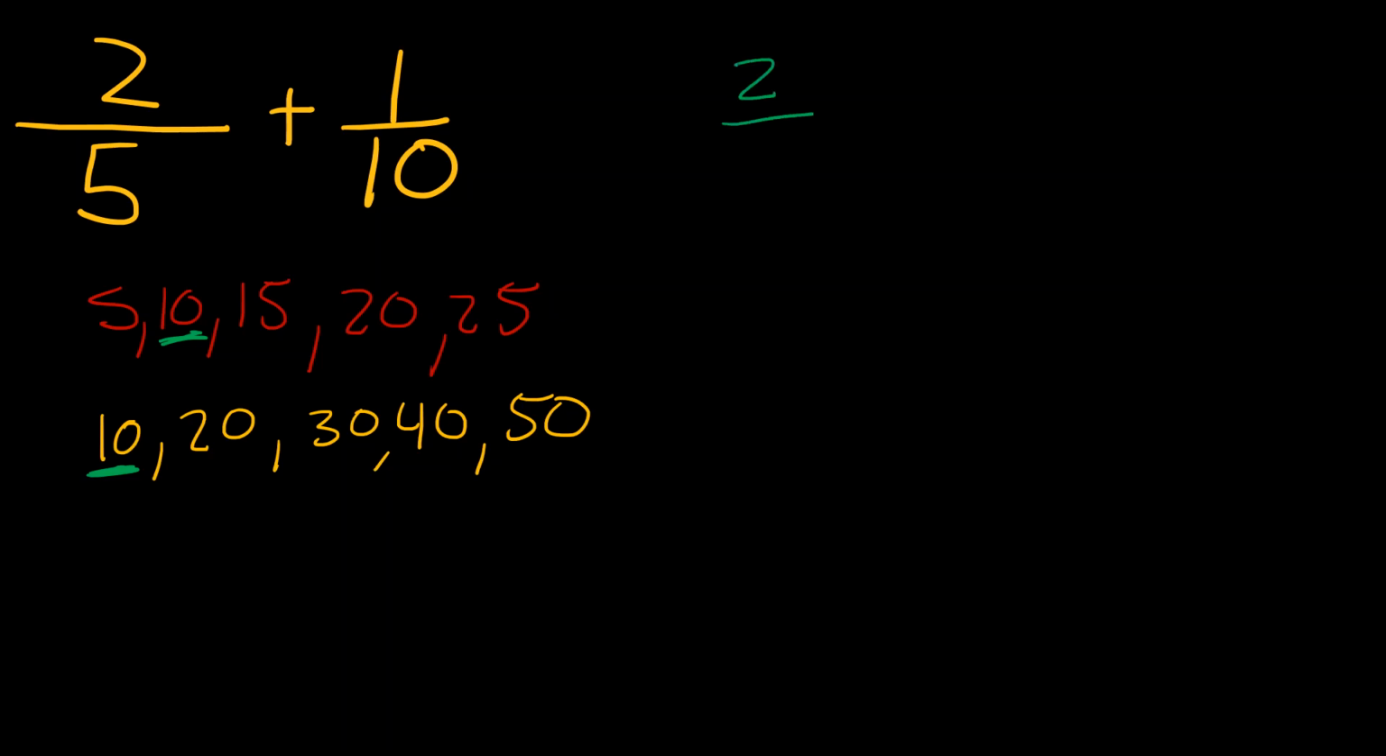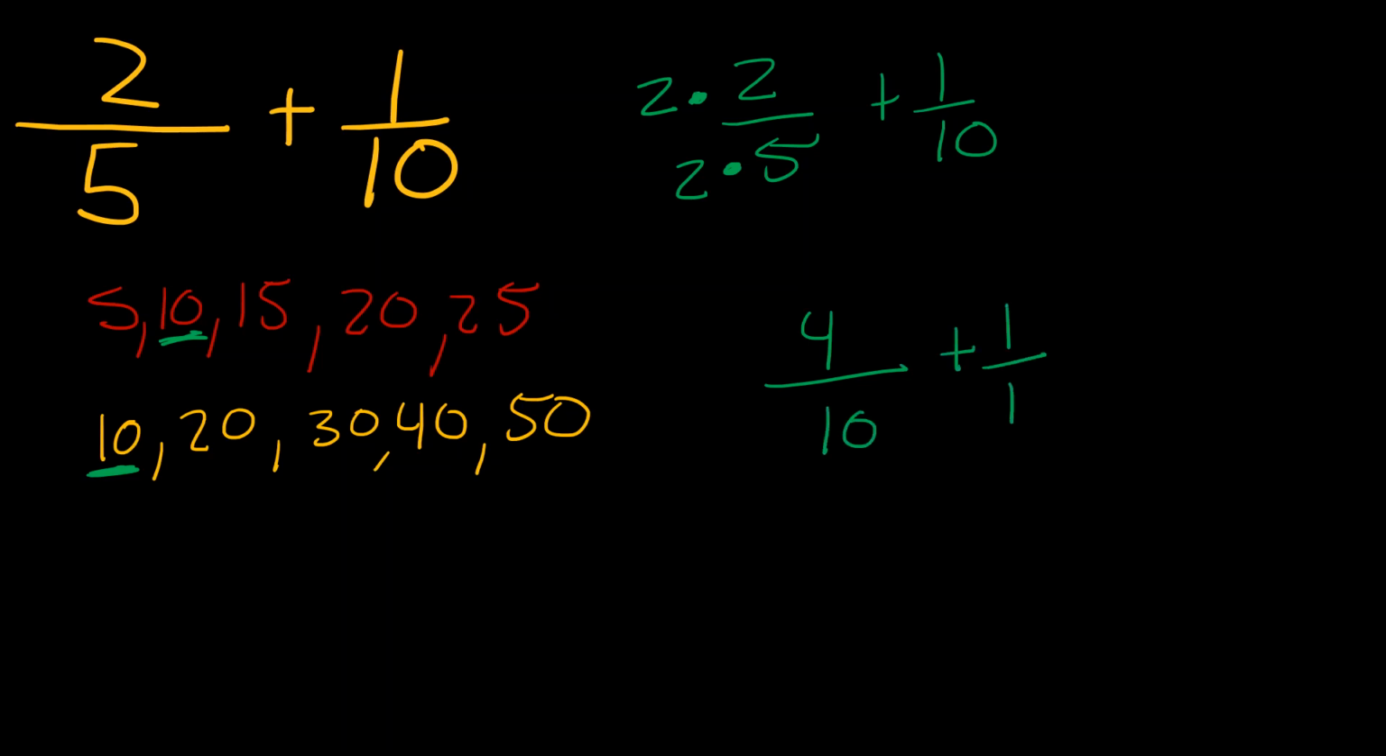So I have 2/5 plus 1/10. I need this 5 to be a 10, so I'm going to multiply the bottom by 2. And if I multiply the bottom by 2, what do you think I have to do to the top? That's right, multiply the top by 2. So I can rewrite this as 4 over 10 plus 1 over 10.